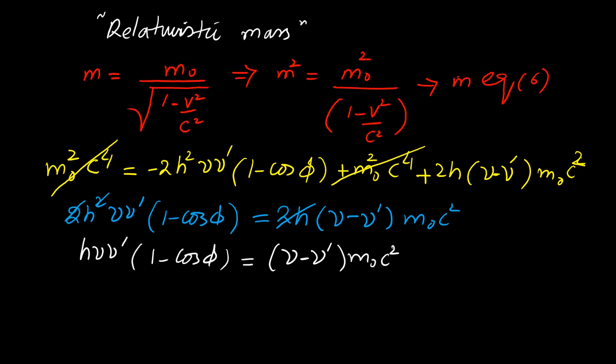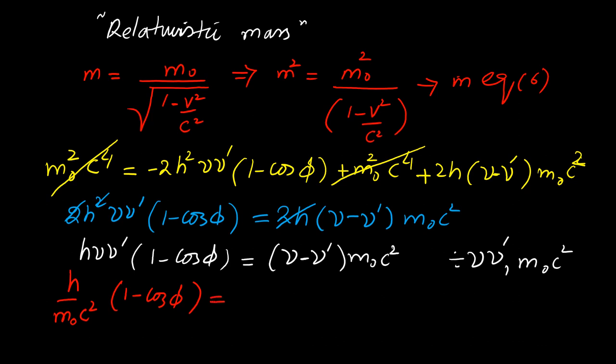So now dividing both sides by nu prime and m naught c square, we will get the equation h divided by m naught c square into 1 minus cos of phi is equal to nu minus nu prime divided by nu prime into nu. So we say this as equation number 7.